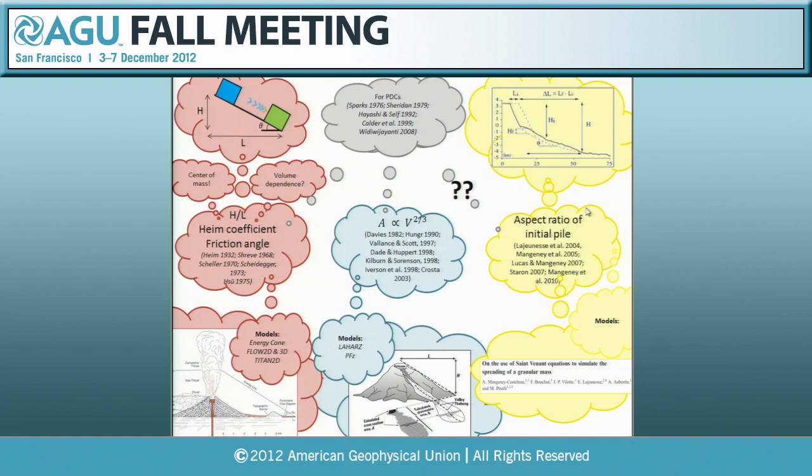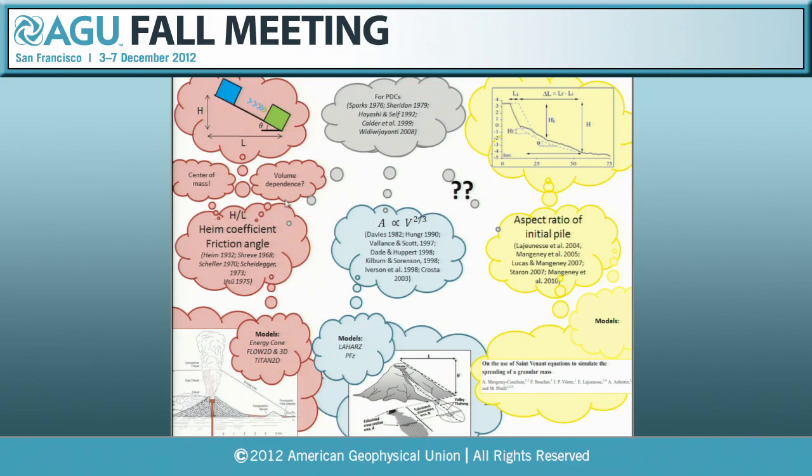I won't talk a lot about some of the new metrics coming out of the debris avalanche community, but there's this idea that you can use the aspect ratio of the initial pile to get at run out. And that really hasn't been applied to PDCs as yet.